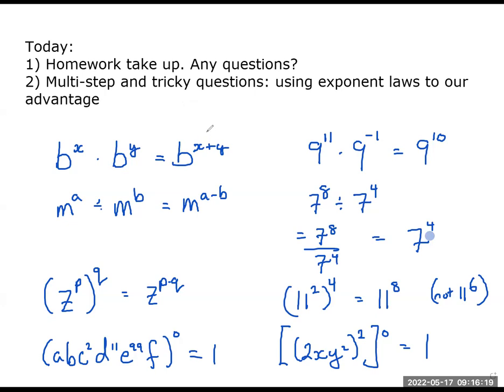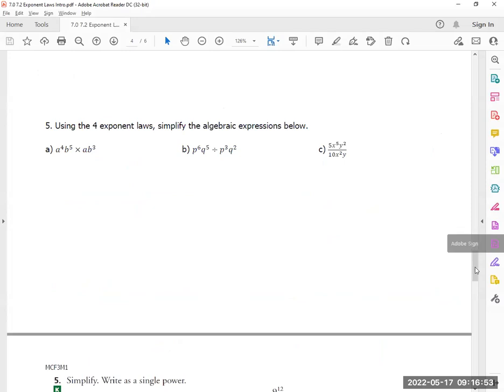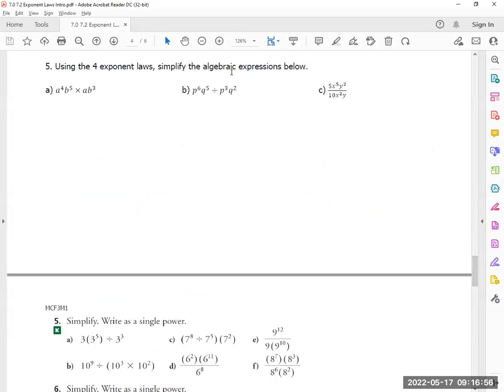Look at number 5. I did see it with you yesterday, but I'm wondering how many people actually remember. So I'm going to try number 5, A and B, and then we'll move on to some of the more multi-step questions where you have to use more than one law to solve it. Okay, here we go. Going to our handout, number 5. Using the four exponent laws, simplify. Don't solve because you can't. Simplify.